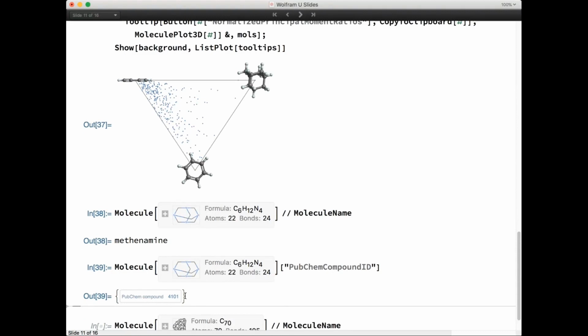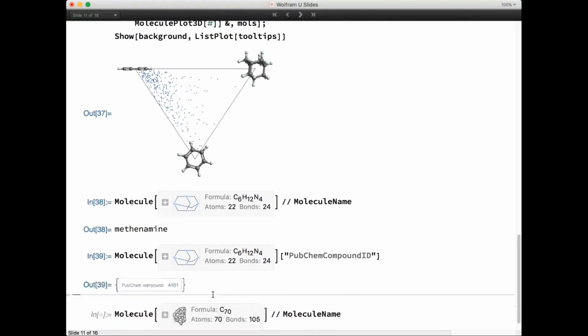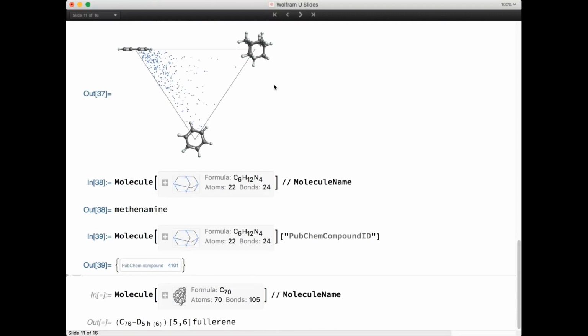It tells me the type of identifier it is, that it's a PubChem compound ID, and the actual ID. And you'll see here that this is a hyperlink. I could click this, and in my web browser it pulls up the web page for this particular chemical in PubChem. And then this, I think, is the football-shaped molecule from earlier.